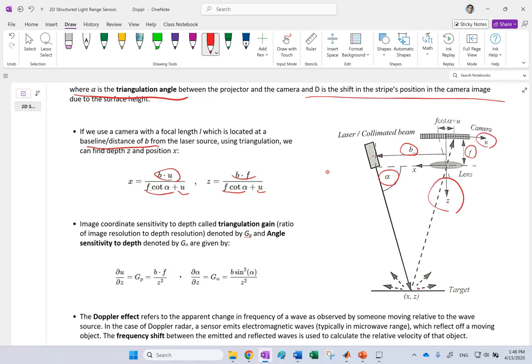So for instance, F cotangent of alpha, this is F. This angle here is your alpha, correct? So that distance from here to here, that is F cotangent of alpha. And then you add it to the U, which is the distance of that pixel to the center, and you add them together. That's the total deviation or shift of the pixel to the right or to the left. Okay, so you see that one there, and then you can compare it to B times U as well.